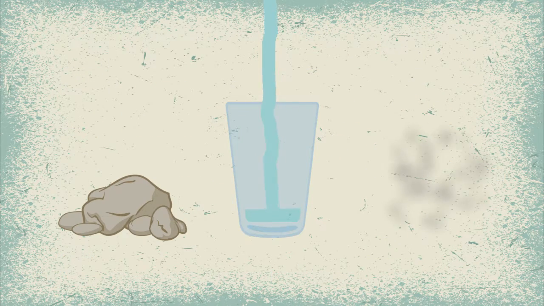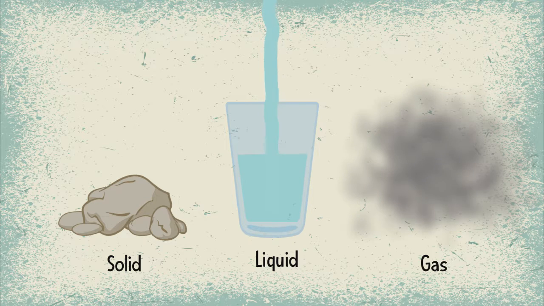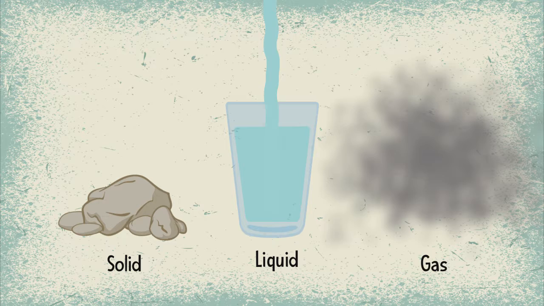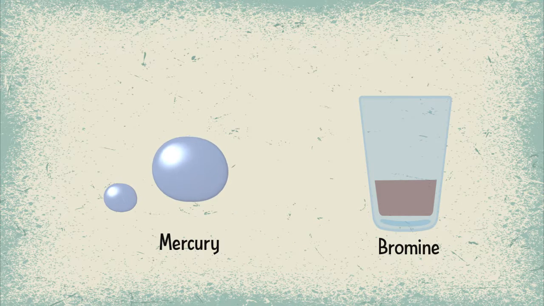The first known classification was made on the basis of states of matter, like solid, liquid, and gas. But this classification was not very useful because some elements such as bromine and mercury are liquid at room temperature and solid in other cases.